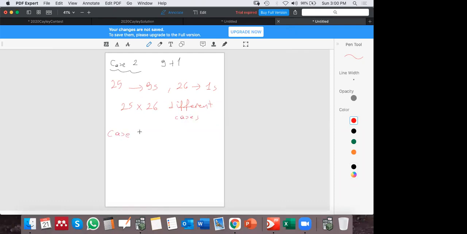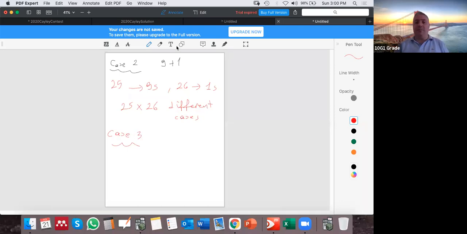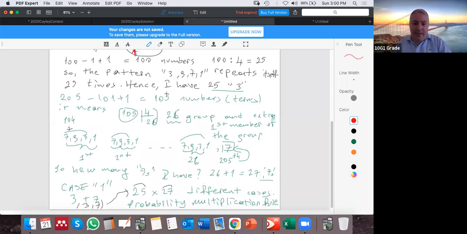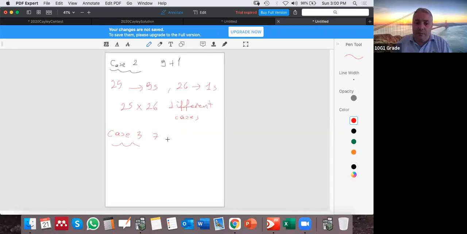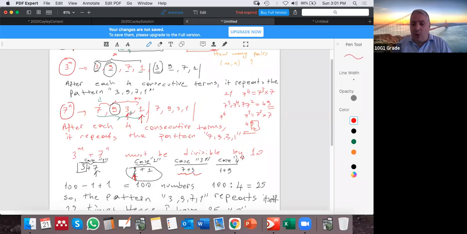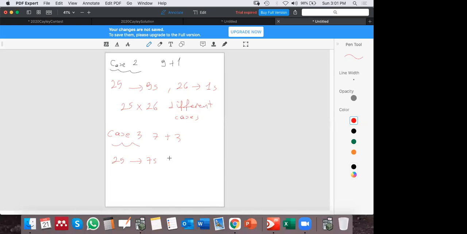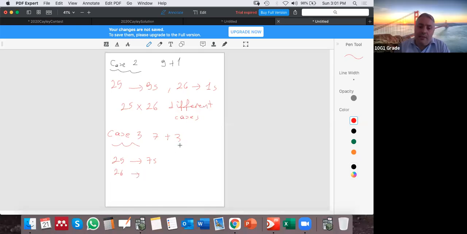And case 3, now it is simple. When we understand the first one, it is simple. Case 3. What is case 3? I'm checking here. It says 7 plus 3. So 7 plus 3. How many 7s do I have? I have 25 7s. How many 3s do I have? I am checking here. Where is the 3? 3 is the third term. That means how many groups do I have? 26. So I have 26 threes. So it will be 25 times 26. Okay? And similarly, case 4, which is, I think, the last case.